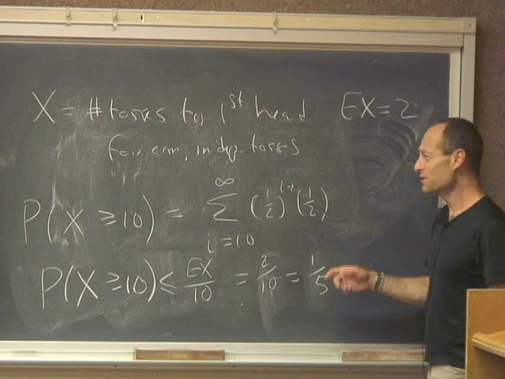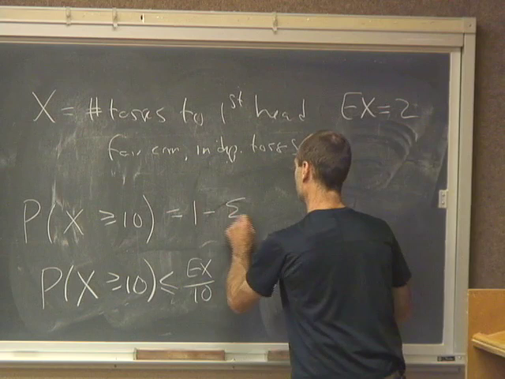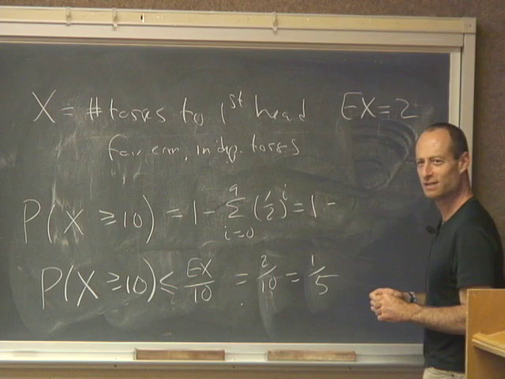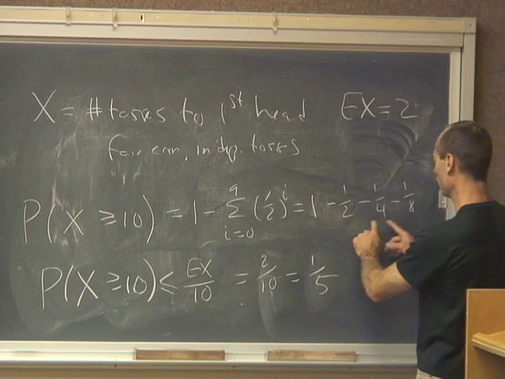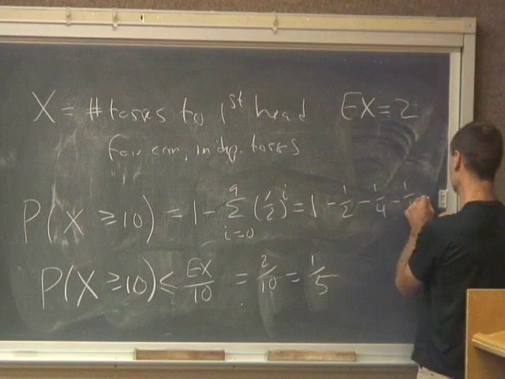What's the chance it takes 1 toss? Chance it takes 1 toss is a half, 2 tosses is a quarter, chance it takes 3 tosses is an eighth. Okay, this is already bigger than 0.8. This is 0.75, this is 0.8, we subtract that from 1, we're already below this. We start now taking 1/16, et cetera. So this bound is not going to be that great, but it's still a bound.